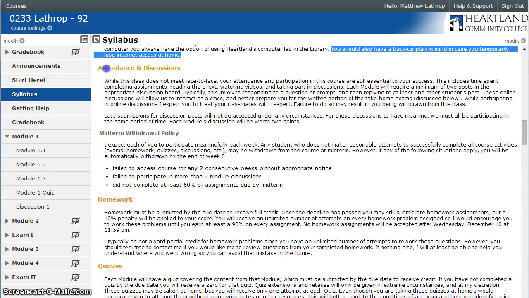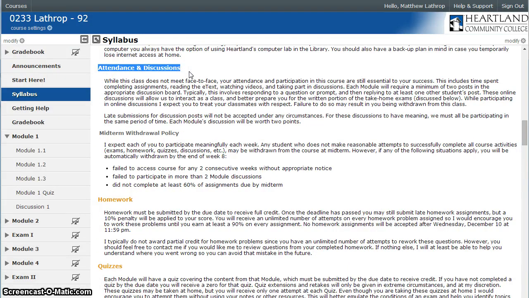This class doesn't meet face-to-face, but your attendance and participation are still going to be important parts of this course. There are going to be weekly discussions. So for each module we go through, there will be a required discussion. We'll talk about those a little bit more. But you should read through this information on some points that are going to be available to you based off those participation activities.